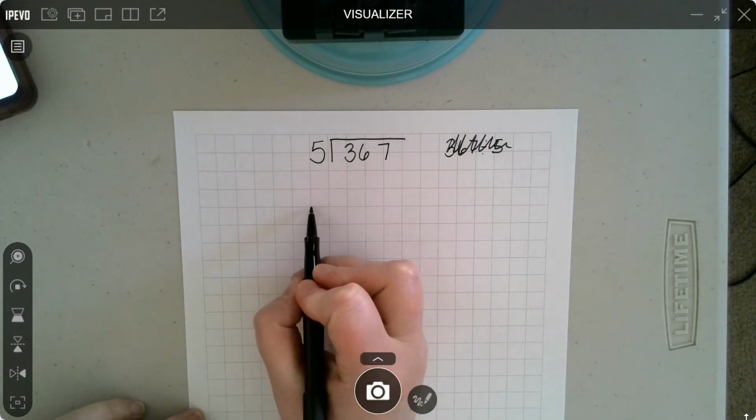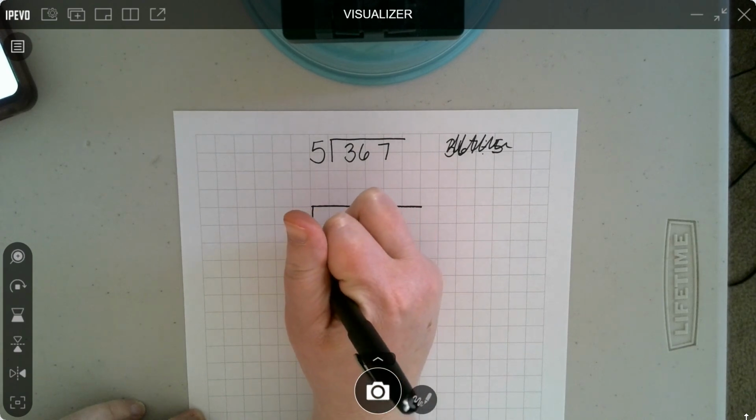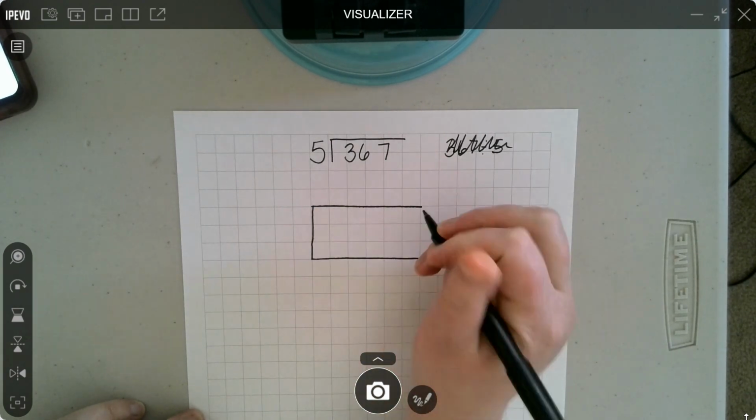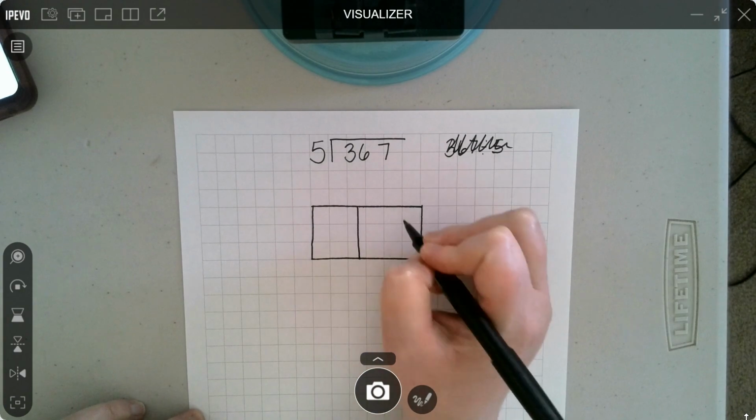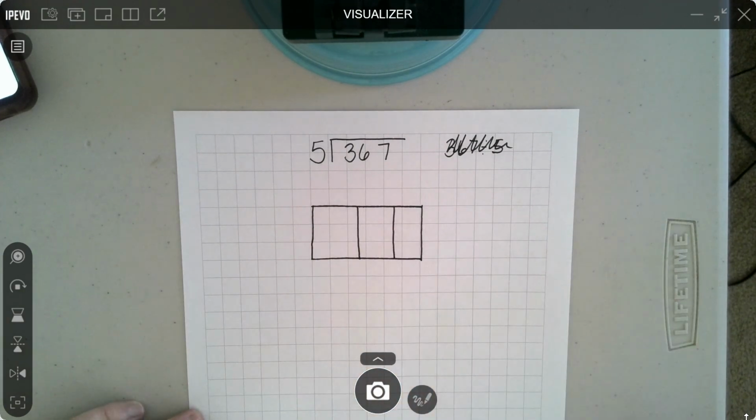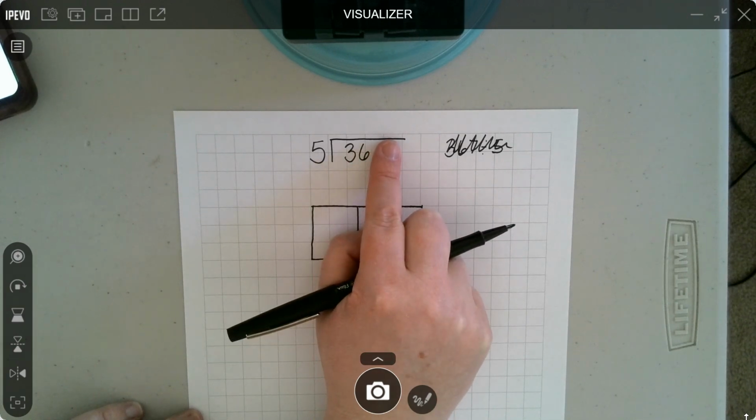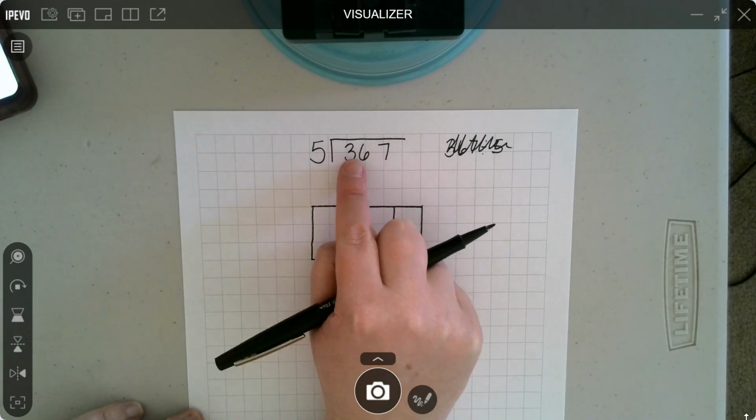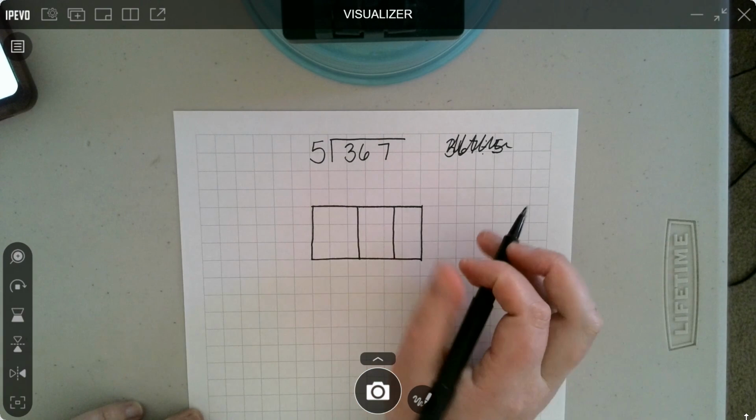So we're going to draw a box. Remember, this is very similar to the box method for multiplication. We're going to draw a box, and we're going to divide it into 3 boxes. Explain why are we dividing this into 3 boxes, class? Very good, because 367 is a 3-digit number. If this was a 2-digit number, let's say we didn't have that 7 and it was 36 divided by 5, how many boxes would you have there? 2. Very good. So we're going to have 3 because it's a 3-digit number being divided by a 1-digit number.